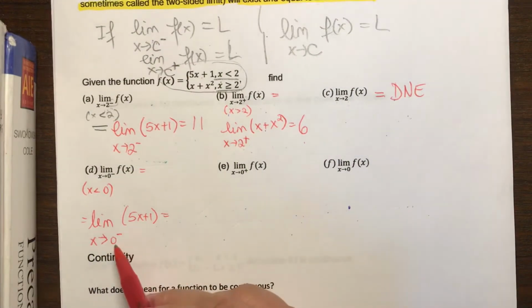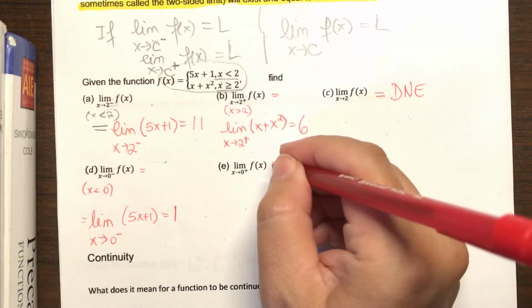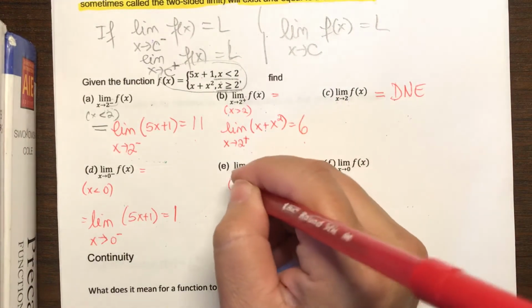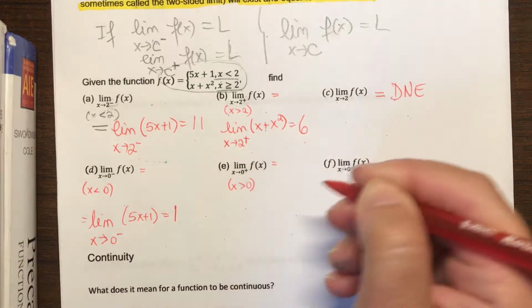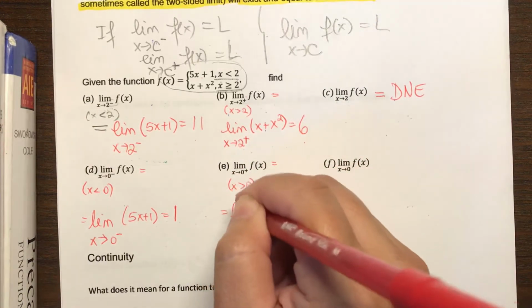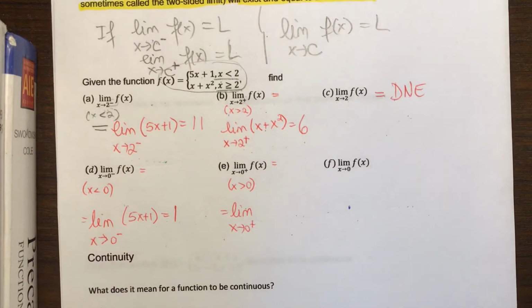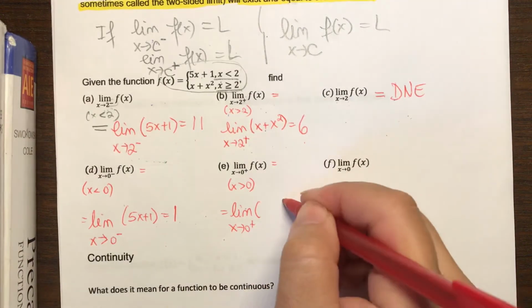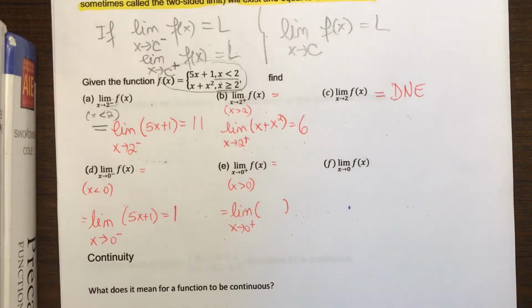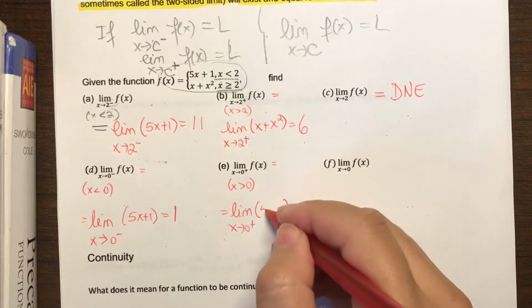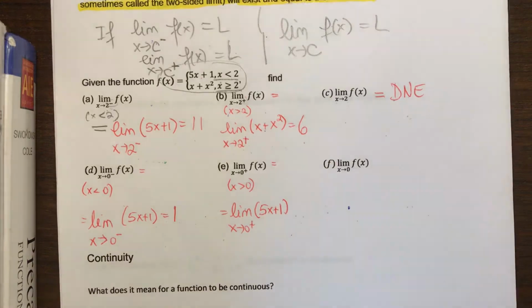Okay, so plugging in a 0, you're going to get a 1. Now, what am I going to use on this side? x gets close to 0. That means x is greater than 0. So which part of the definition for this function do I use? I'm getting closer and closer to 0, but with larger values than 0. So where am I in this definition? Now, if you pick 5x plus 1, you would be correct.